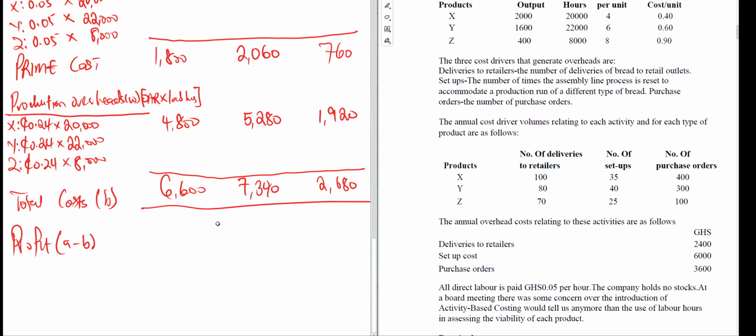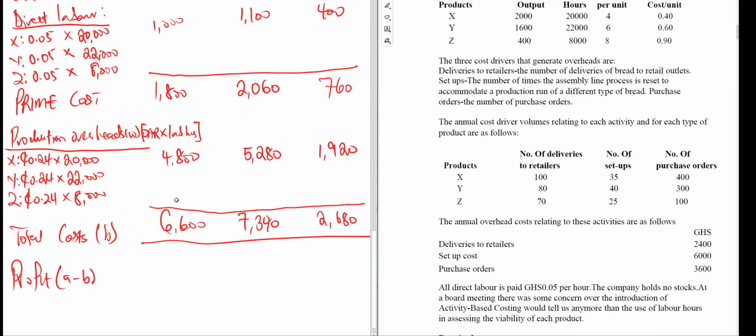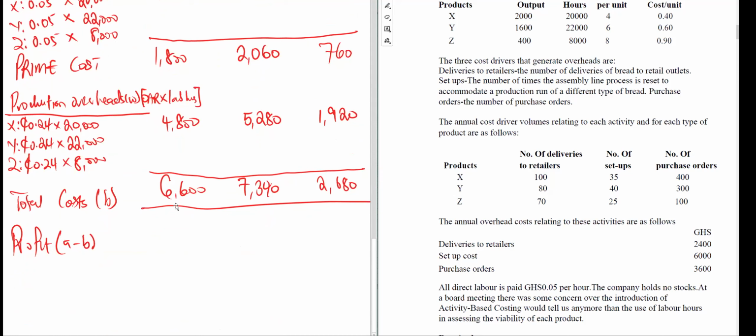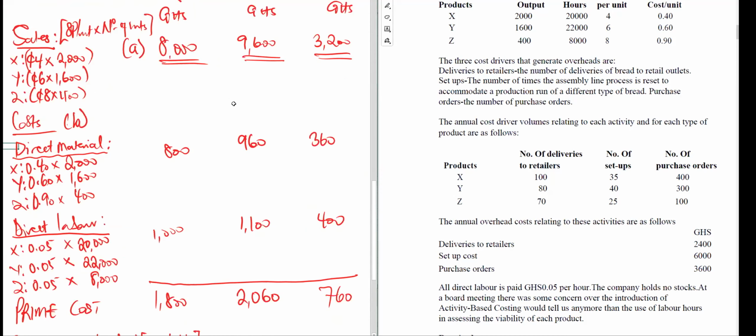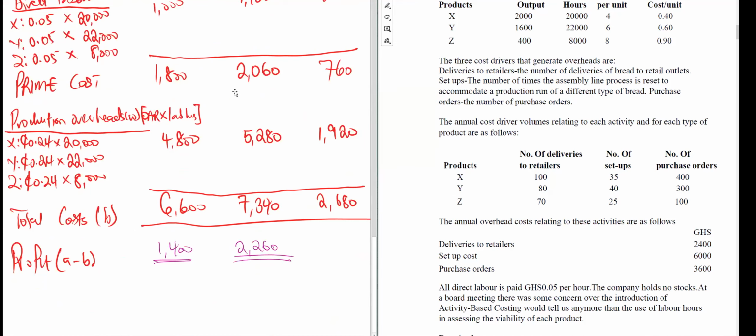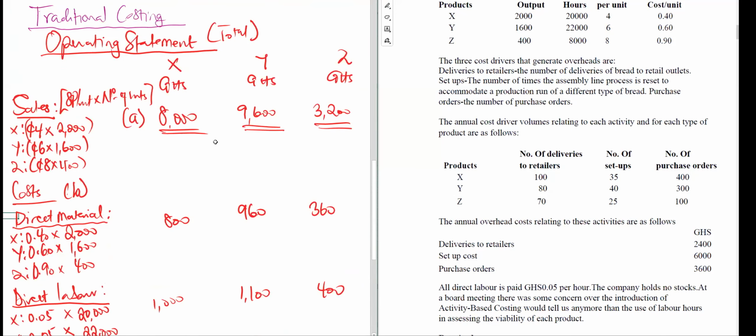Please, is everybody on point now? So let's get the sales. Sales becomes what? 8,000 minus 6,600. What do we get? That's 1,400, right? And then the other minus 7,340, that's 2,260, right? And then the next one, 520. So this is our statement based on traditional costing.